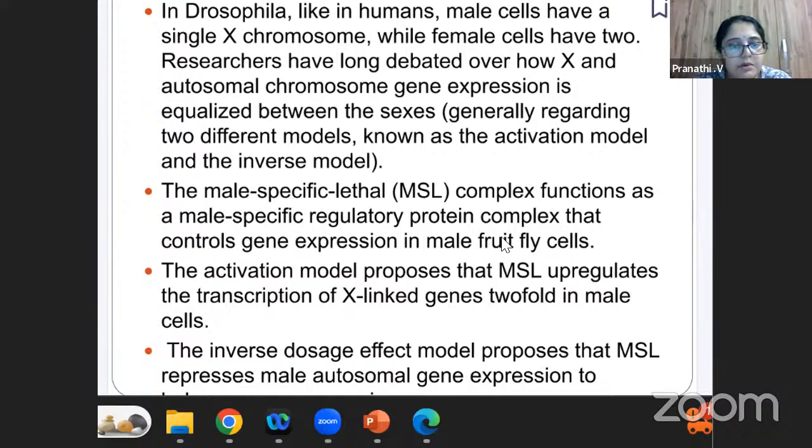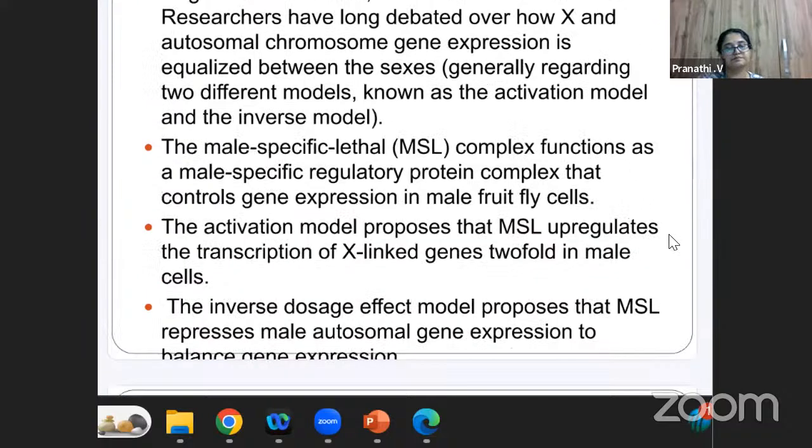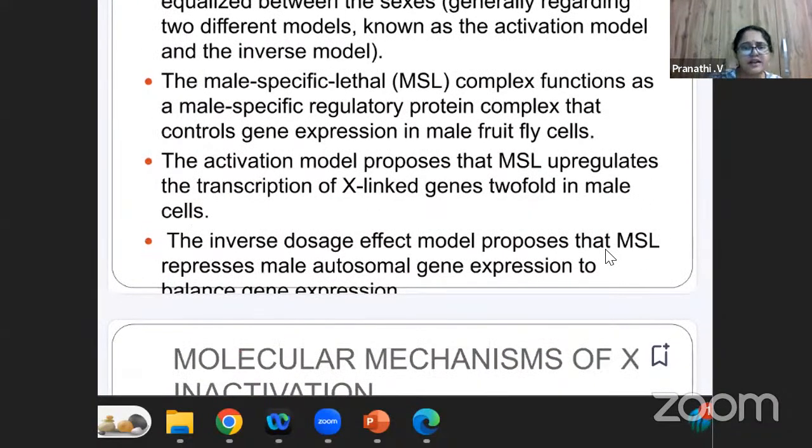The study of the male specific lethal complex, which is a regulatory protein complex, shows that there is gene expression control in male Drosophila, or the male fruit fly cells. The activation model shows that MSL upregulates transcription of the X-linked genes twofold in the male cells. In the inverse dosage effect, the MSL represses male autosomal gene expression so that there is a genic balance. This is the genic balance theory that was proposed by Bridges, a student of Thomas Hunt Morgan.